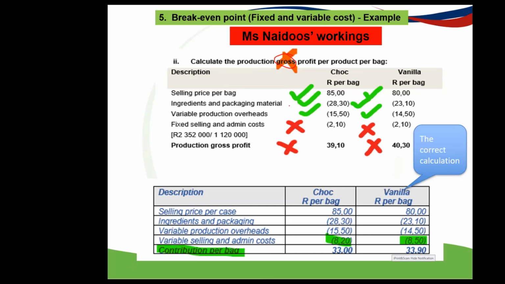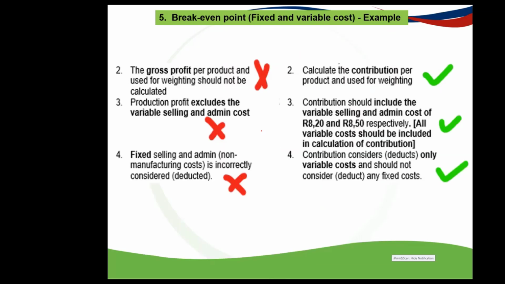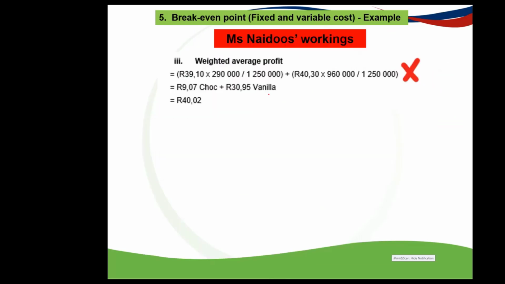She's got there correctly the 85 Rand, the selling price. She's got the 28 Rand 30 correctly, the variable production overhead, but she forgot about the variable selling and admin cost to deduct that, because it should be all the variable cost that she deducts to get to the contribution. And also, like you've said, the fixed selling and admin costs should not have been there. So this should have also then been the contribution and not the gross profit. Okay. So this is okay.